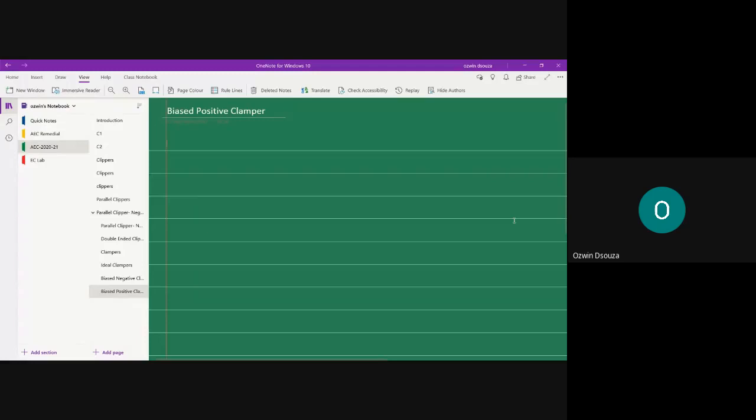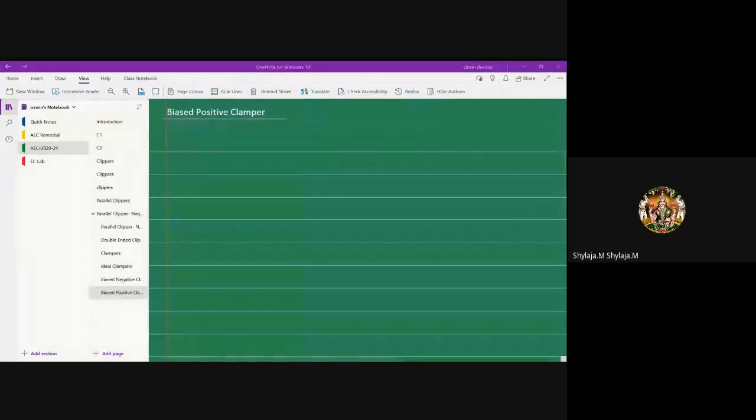Today, let us go ahead with biased positive clamper. I will not do unbiased clamper, because unbiased clamper analysis is going to be a lot easier compared to biased clamper. So, first, let me do biased clamper, and you guys can try out with unbiased clamper. Okay, fine. Good to go, right? Fine. Biased positive clamper.